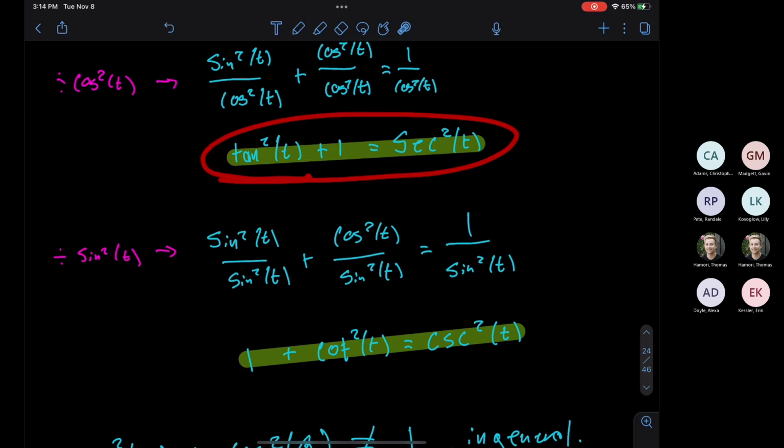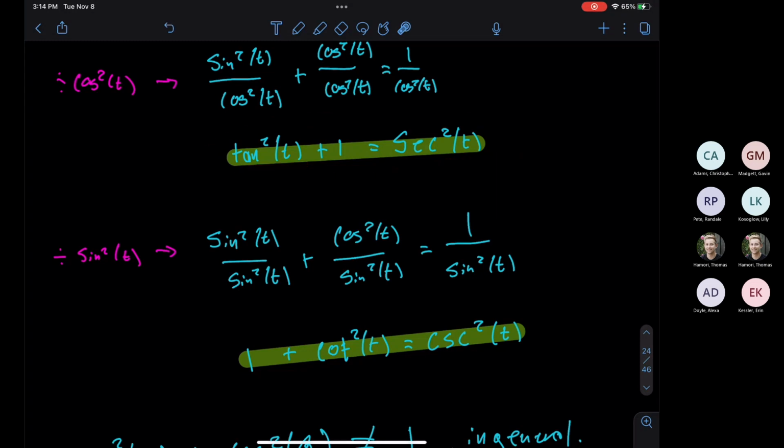They go tan squared of t plus 1 is equal to secant squared of t. Again, the angle has to be the same inside of both of these. Then we get 1 plus cotangent squared of t is equal to cosecant squared of t. Again, the angle has to be the same inside of both of them. Any questions on Pythagorean identities?